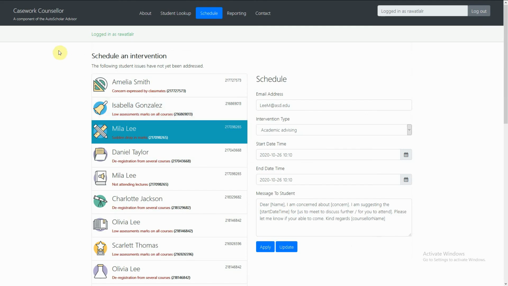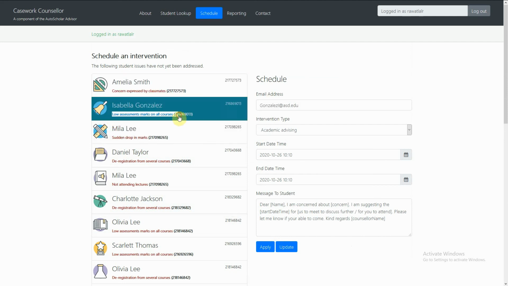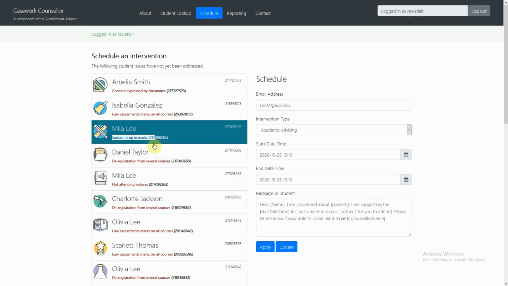There are other components like casework counseling, so you can schedule appointments with the students, so the system can pick up the types of issues that have been identified for the students, and then the counselor can direct the student to the correct kind of support. And in the casework counselor, we maintain records of what types of advising have been given to students and the strategy being adopted in progressing that student.